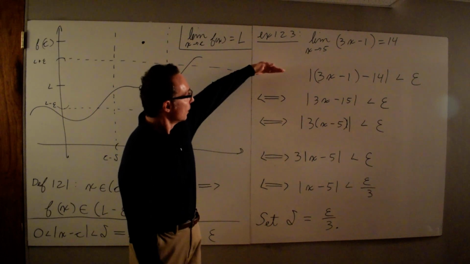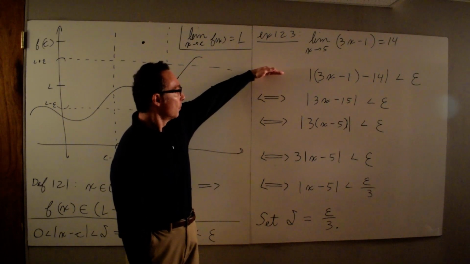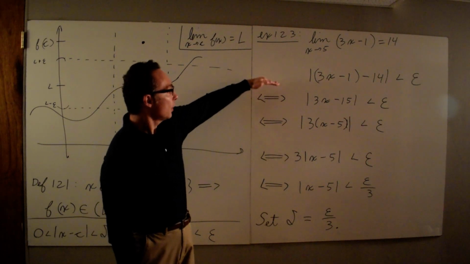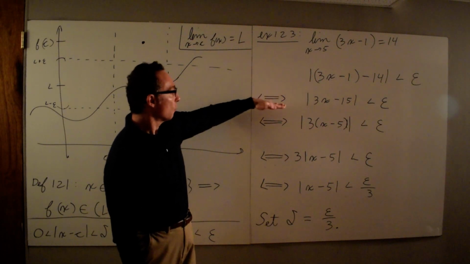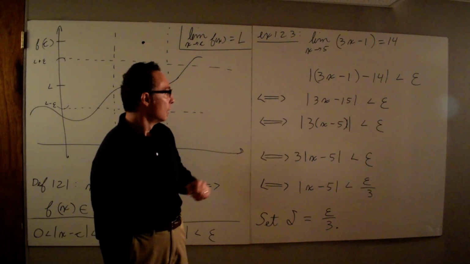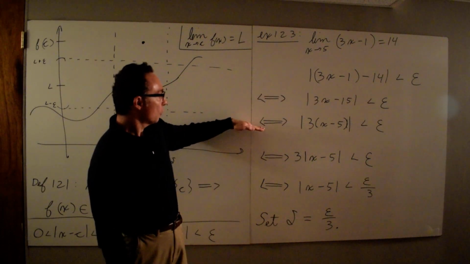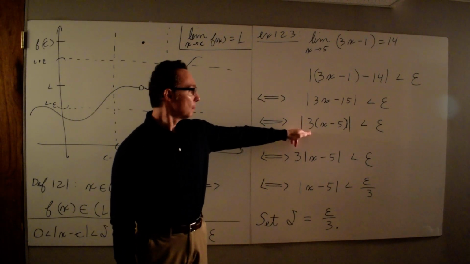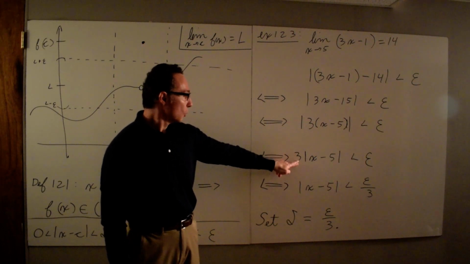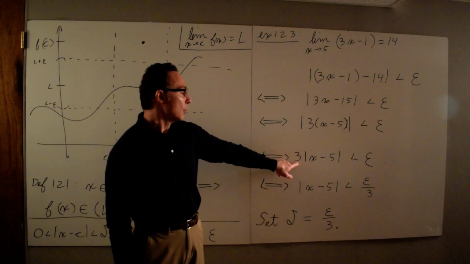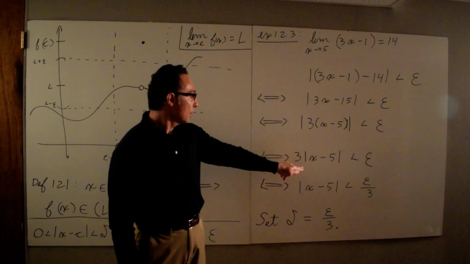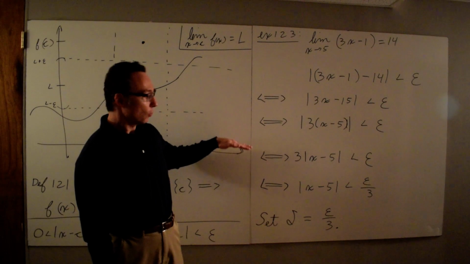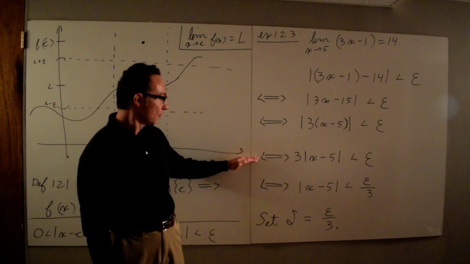Well, this inequality is true if and only if this inequality is true. So we simply added negative 1 to negative 14 to get the negative 15. This inequality is true if and only if this inequality is true. We simply factored out a 3. Factored a 3 out of the absolute value because we can do that. The absolute value of the product is the product of the absolute values. So this inequality is true if and only if this inequality is true.